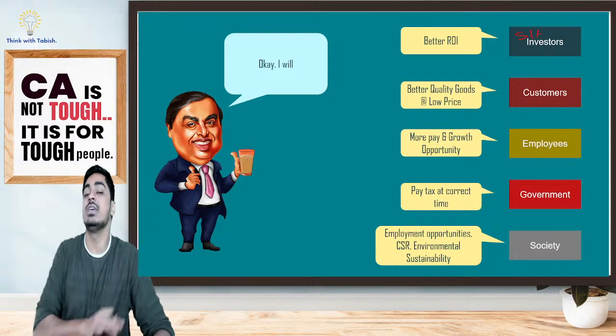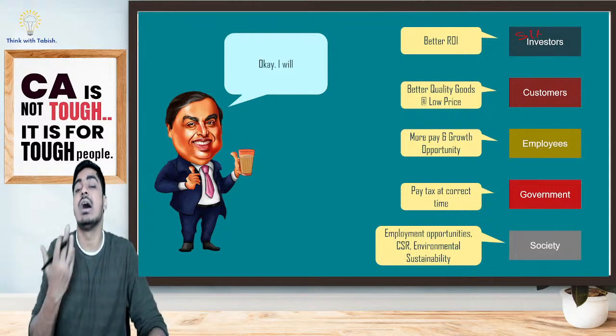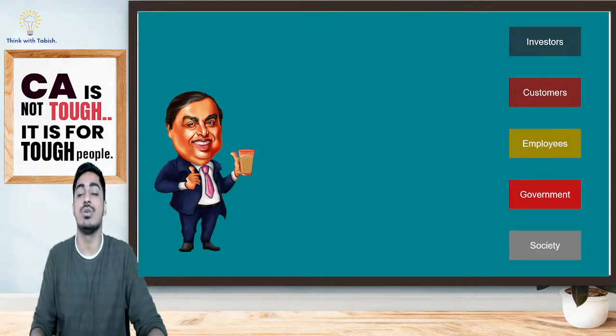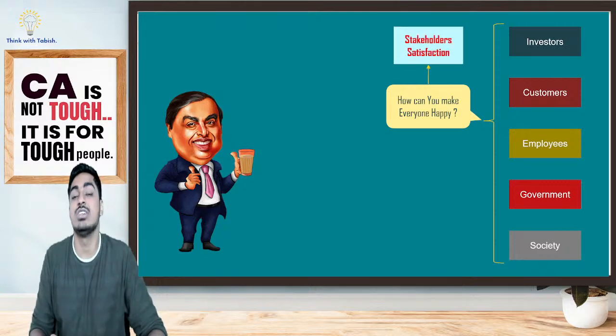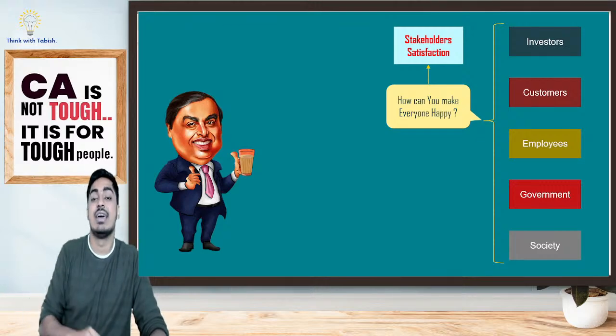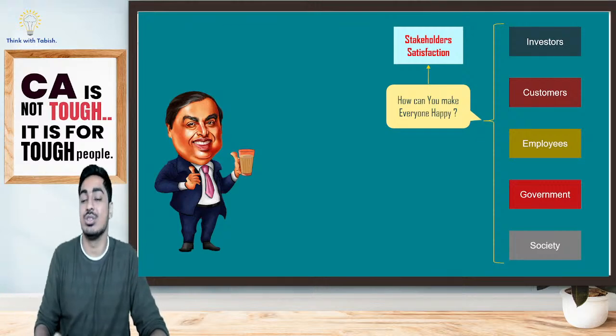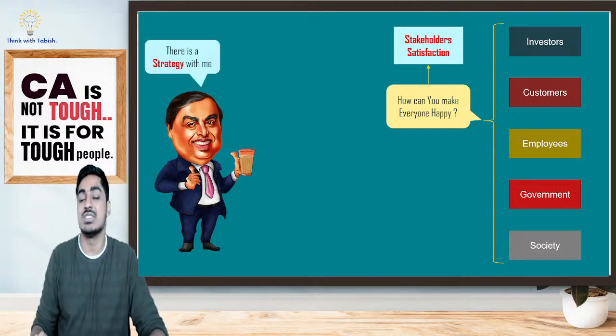Now everyone says, okay, I will do that. But now everyone is confused. Everyone is asking, but how are you going to do that? How do I achieve stakeholder satisfaction? Ambani says, yes, I have a plan. I have a brilliant strategy through which I can ensure that all of you are going to be happy. What is the strategy?